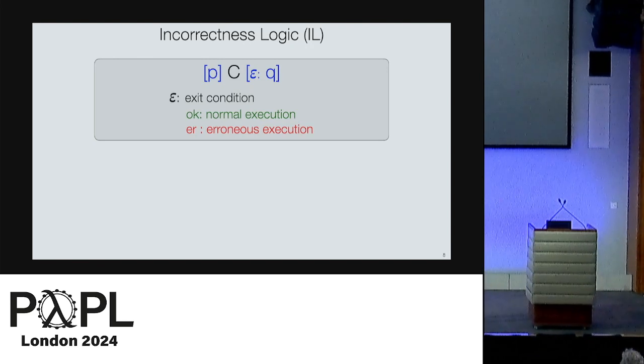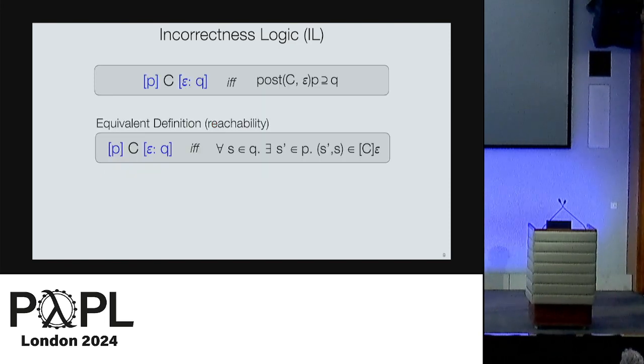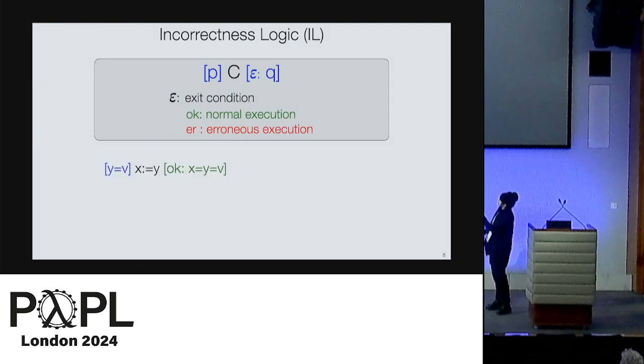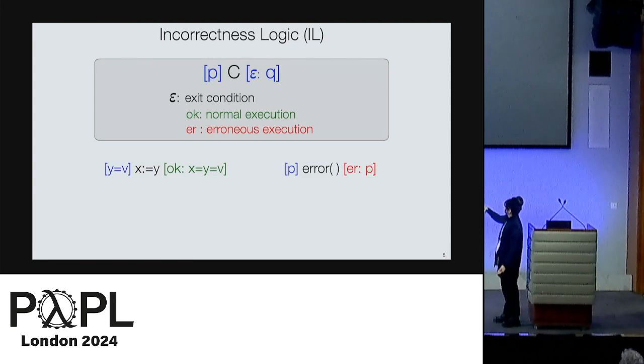Which is error. For instance, if I run an assignment, I can show that I can reach a state in which x and y are equal and they hold value v if initially y was v. And that's a normal execution. On the other hand, if I execute an explicit error statement, such as assert false, then of course my program will terminate erroneously. The state will not be changed. Whatever it was in the pre, it will still be in the post.